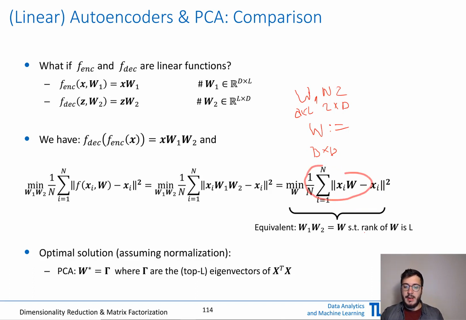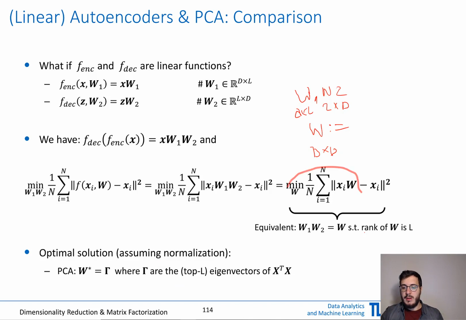And the solution is just the top L eigenvectors of the covariance matrix of the data. Actually, interestingly, if you train this with gradient descent, the way you would train a normal autoencoder, you're going to recover a solution which lies in the subspace spanned by the top L eigenvectors.